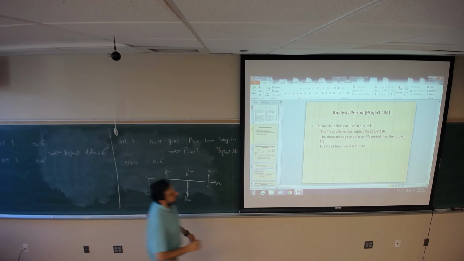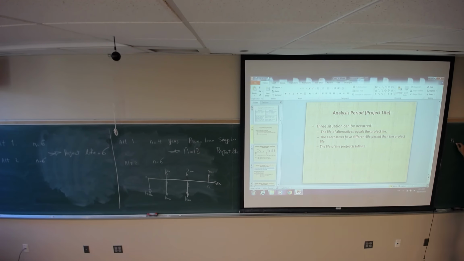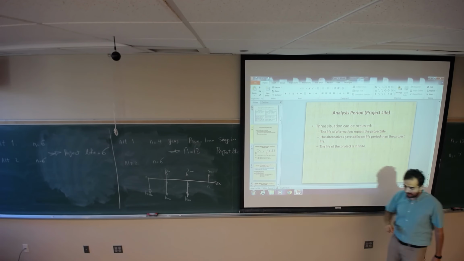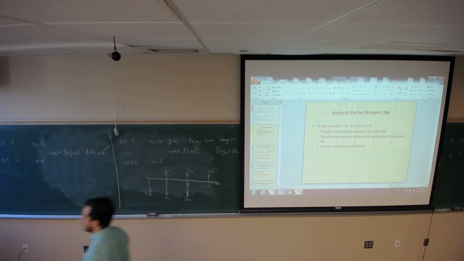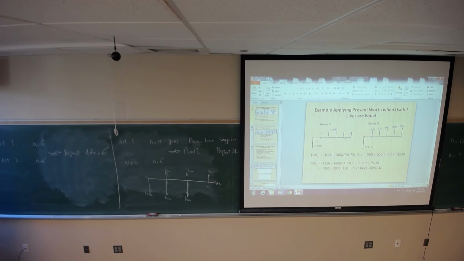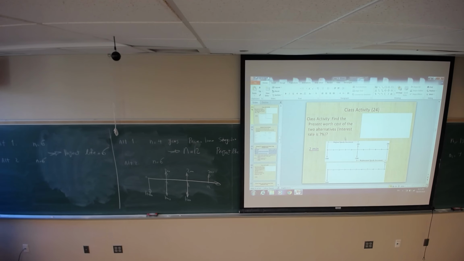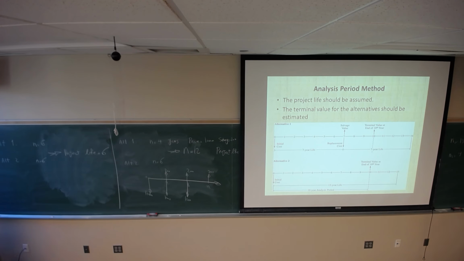But sometimes, if you have something like this, 7 years and 13 years are the lives of two alternatives, then the least common multiple is 91. 91 is not a realistic number to be used as a project life. So we introduce the analysis period method. In this method, you are going to set the project life by yourself.